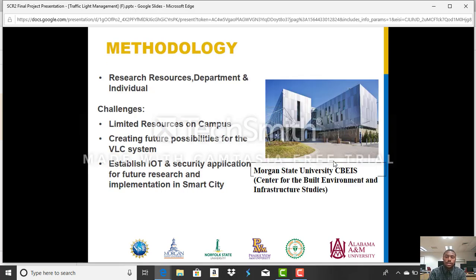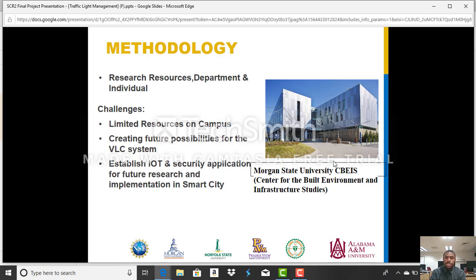So firstly, we started here at Morgan State University using the CBIS building, the Center for Built Environment and Infrastructure Studies. Here is where we first met with Dr. Jehani and Dr. Celeste, who helped me get a bunch of resources that helped me come up with the idea of what VLC is based on and how this could appeal to everyday drivers, by putting myself in a driving simulator to see in what format the driver will be most comfortable with.